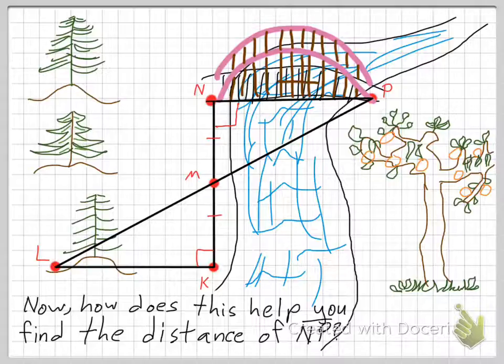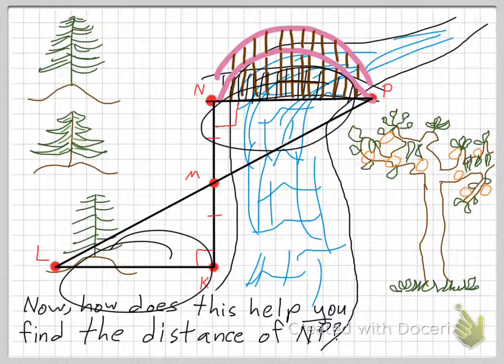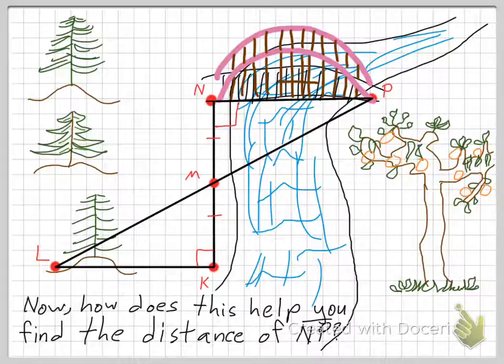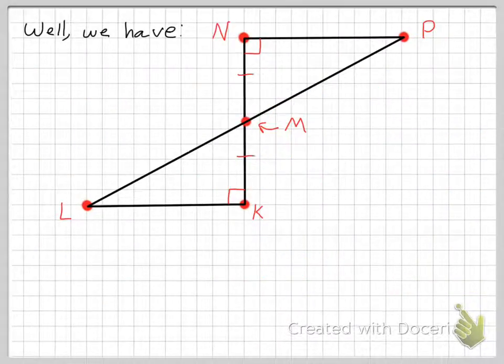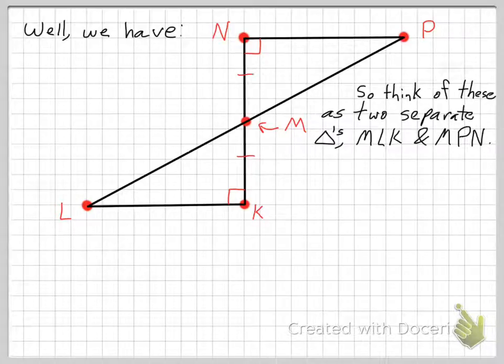Well, if we can prove that they're congruent triangles, then by CPCTC, we can prove that LK is the same distance as NP, and then all we have to do is measure the distance of LK, and that would be the distance of our bridge. So we have this figure without the river or any of the other extraneous information. And so we think of these as two separate triangles, MLK and MPN.